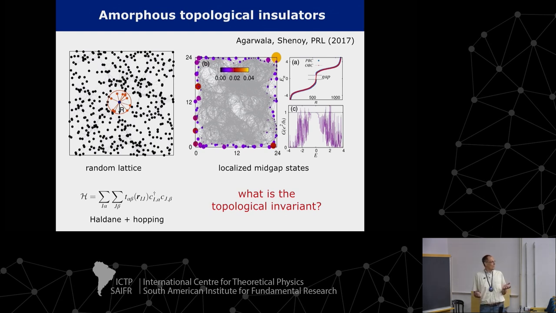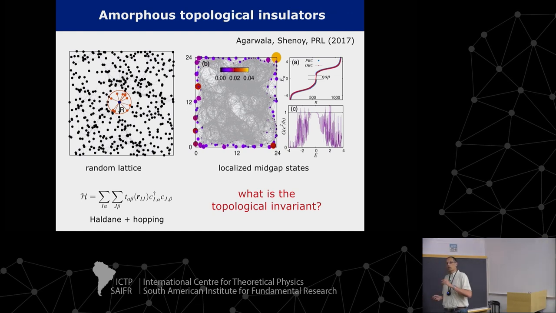There's no way to compute that, right? So you have a system with this bulk edge duality, quantization, all the things that you need for a topological insulator, but you cannot really characterize that from the beginning, right?